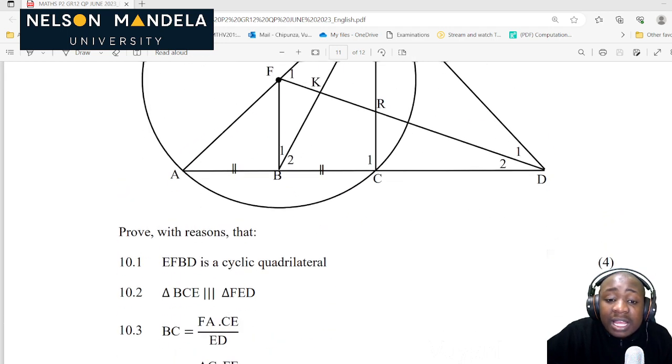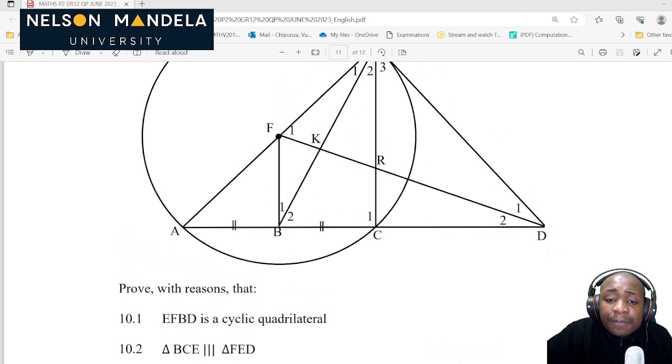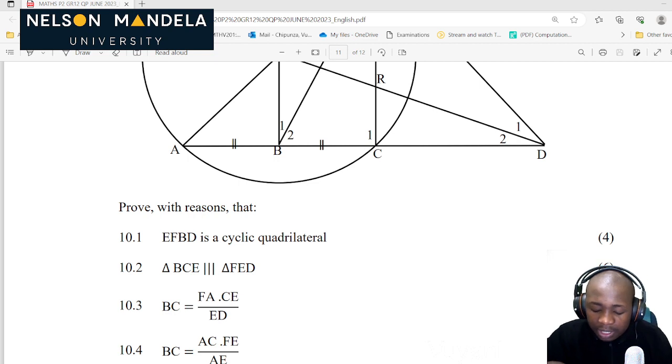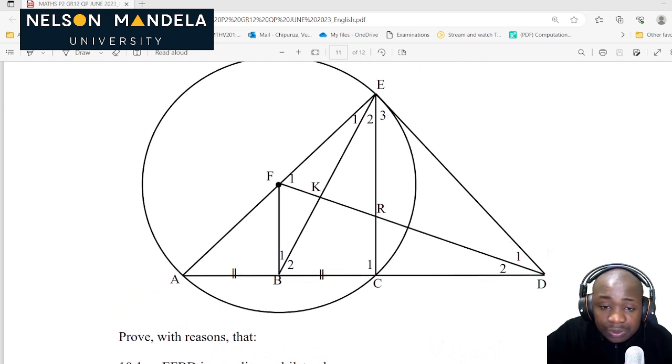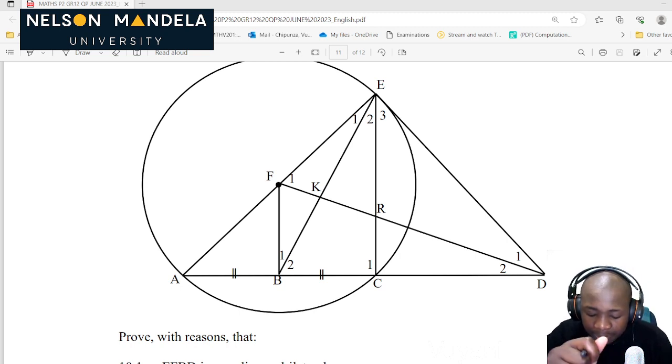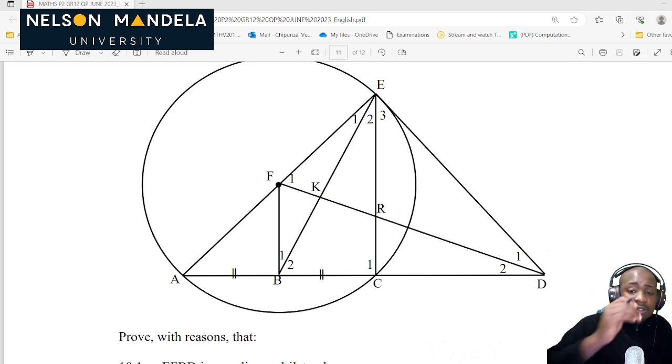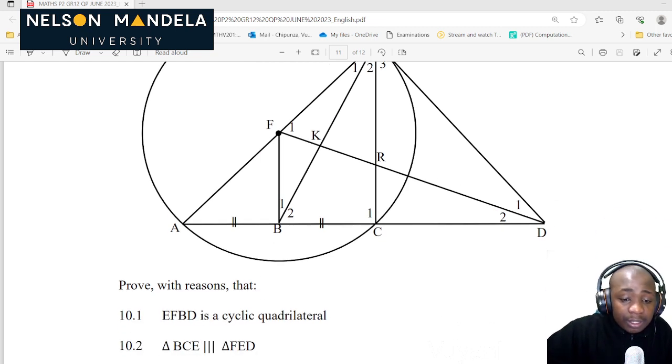How can we prove that EFBD is a cyclic quad? How can we prove that? So to prove that, guys, it's so easy, because we can actually see that FE is perpendicular to DE. We can see that all of us, FE is perpendicular to DE. Why? Because a radius is perpendicular to the tangent, because we say that a radius is a line drawn from the center to the circumference of the circle. So let's do this question fast, guys, and we enjoy it as we can.